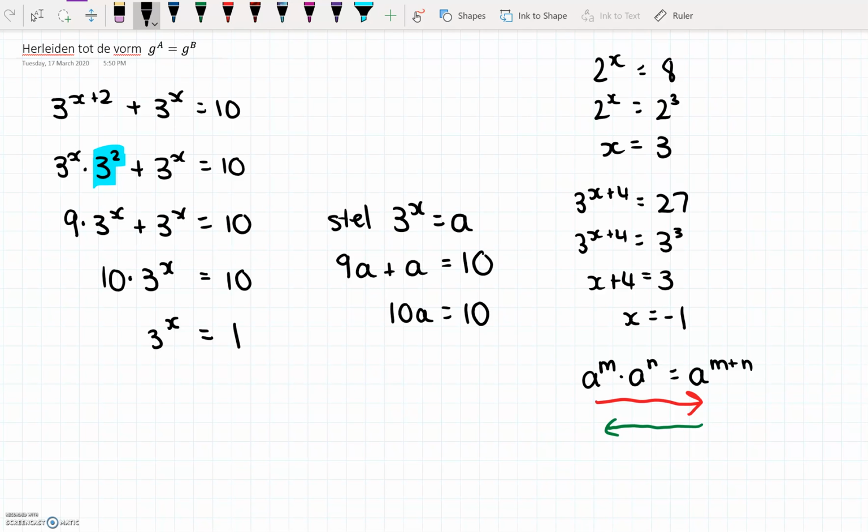Now again, 1 is not 3 to the power of something. However, you have learned from your previous lessons that if we have a to the power of 0, it's equal to 1. So if we have a 1, we can write it as anything to the power of 0. So in this case, we have 3 to the power of x is equal to 3 to the power of 0, and we can now say x is equal to 0.